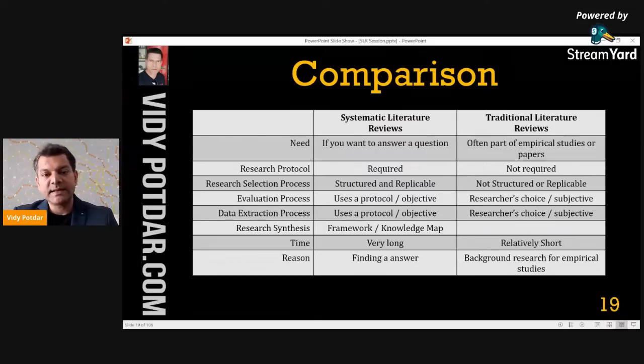Another major difference for that matter is that it takes a very long time to do a proper systematic literature review, whereas traditional reviews can be completed in a relatively short period of time. Yeah, so those are some of the major differences between a systematic review and a traditional review.